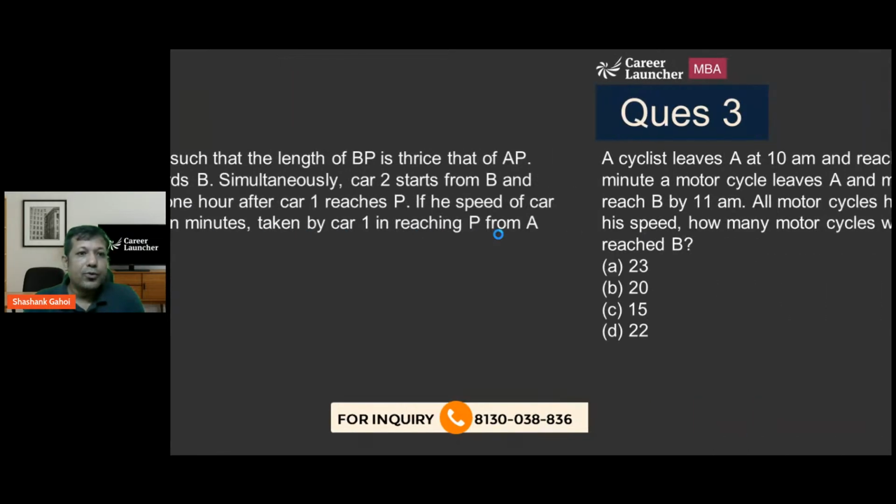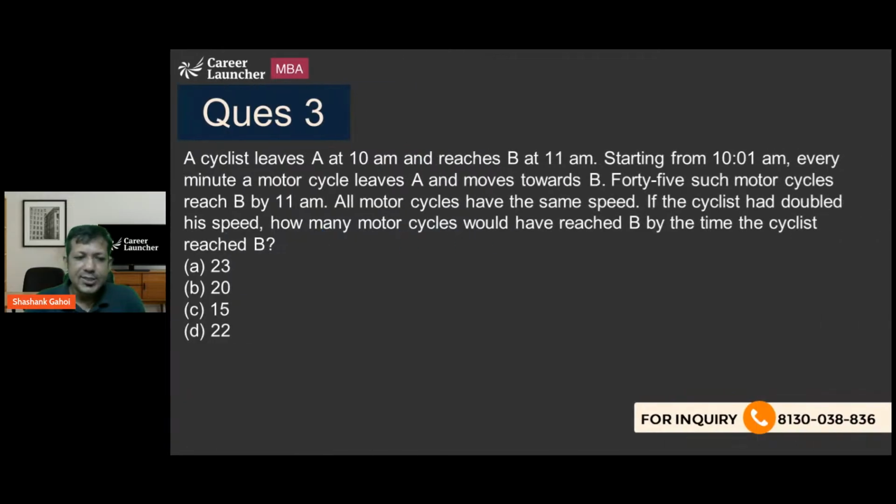Now let's move to the next question. What does it say? Okay. A cyclist leaves A at 10 a.m. and reaches B at 11 a.m. Okay, so basically it leaves, this is point A, this is point B. It leaves at 10, it reaches at 11.